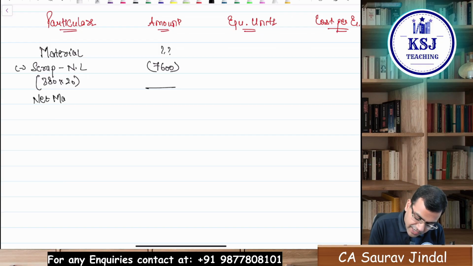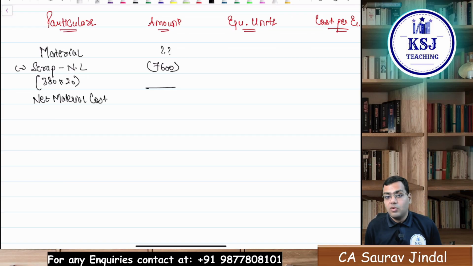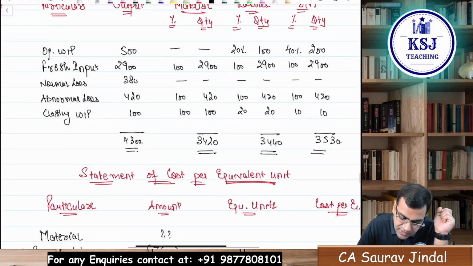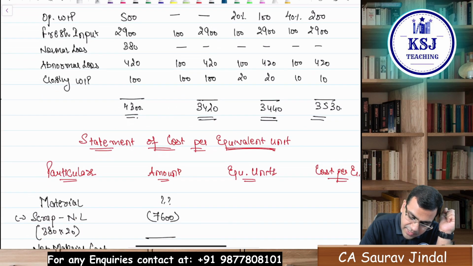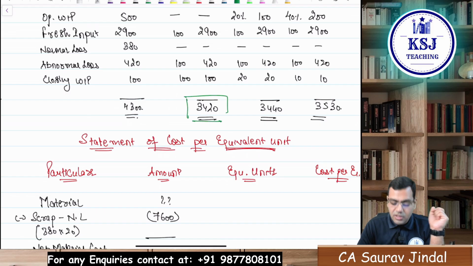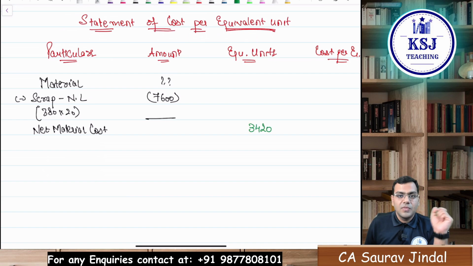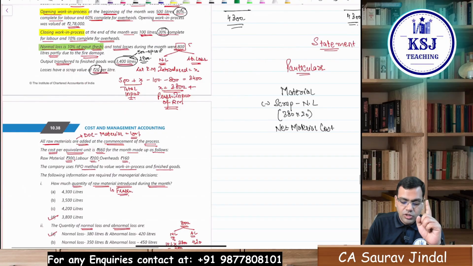But we cannot calculate the net material cost. Okay, let's try to find out the way in which we can calculate net material cost. Are the equivalent units given? Yes, sir. Equivalent units we have already calculated here. That comes out to 3420. This is your equivalent units for material. I'll write it in the equivalent units, that is 3420.